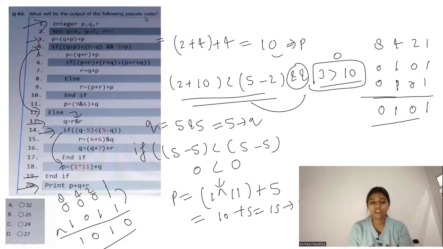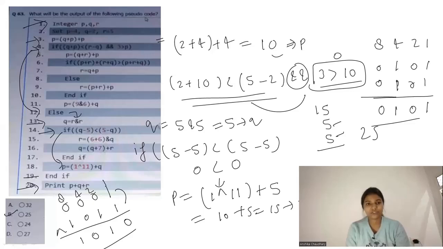Now at line number 20, what we need to do is print p plus q plus r. So the value of p is 15, the value of q is 5, and the r value is also 5. So 5 and 5 will become 10, 10 plus 15, so it will be 25, and 25, option number B, will be the correct answer for this question. I hope it makes sense, I hope it is clear to you. So let's move on to the next question now.